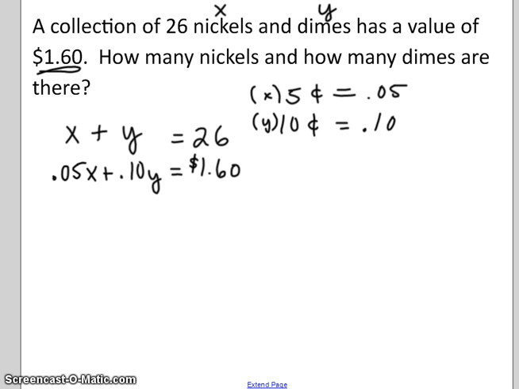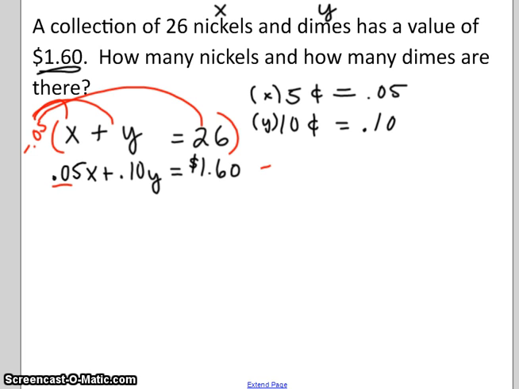Now we have to figure this out. Change the first equation like we did in the last problem. We're going to multiply this first equation by, let's eliminate X this time, negative 0.05, because that's positive 0.05. So if I multiply X by negative 0.05, they're going to be opposites. But I have to do the same to everything in that equation.